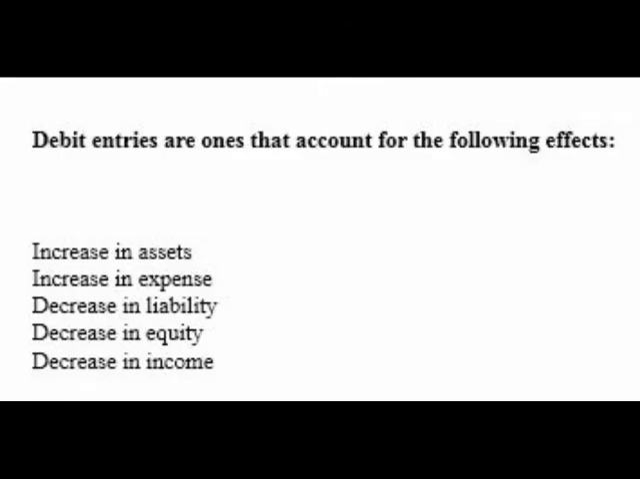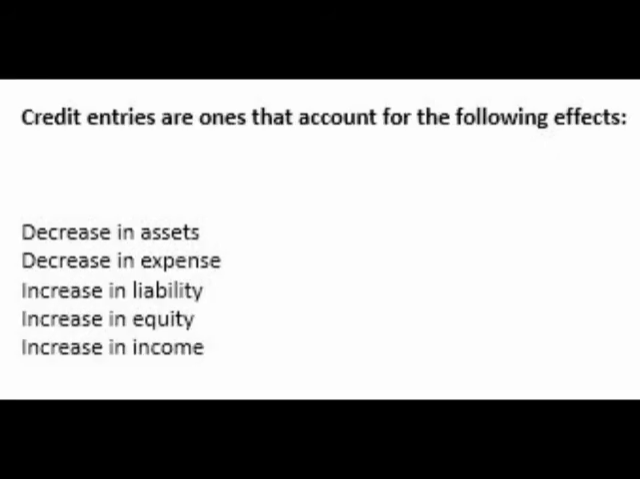Now, what are the accounts we are going to debit? Increase in assets, increase in expense, decrease in liability, decrease in equity, decrease in income. All these transactions will be recorded as debit entries, whereas the credit entries will be decrease in asset, decrease in expense, increase in liability, increase in equity and increase in income.